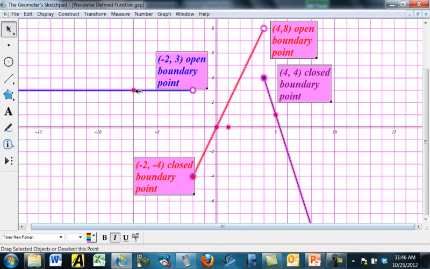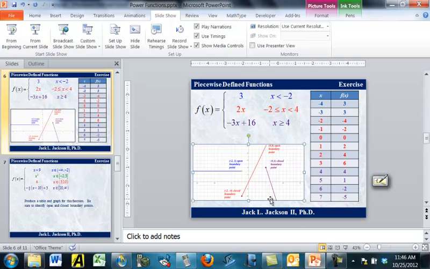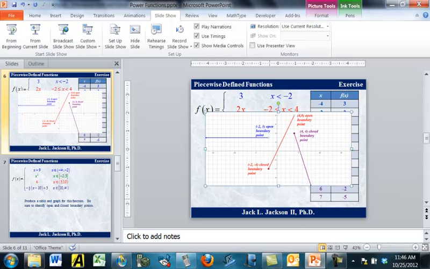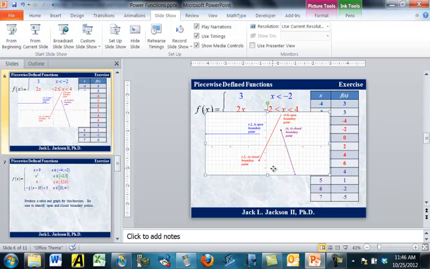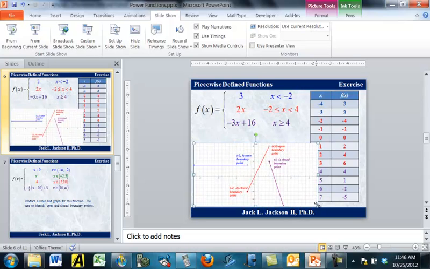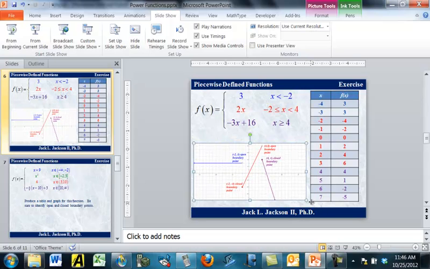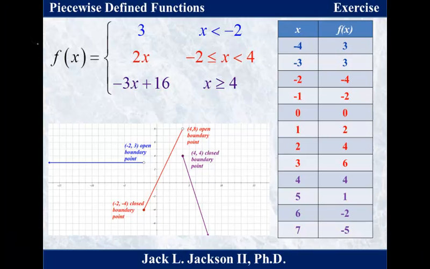Okay, so let's take that, get that in our spreadsheet, get that in our PowerPoint, and replace that graph because it had a little bit of a problem with it. Okay, so there we go. Now the graph looks right. Okay? So pay attention to the boundary points. The boundary points are important.